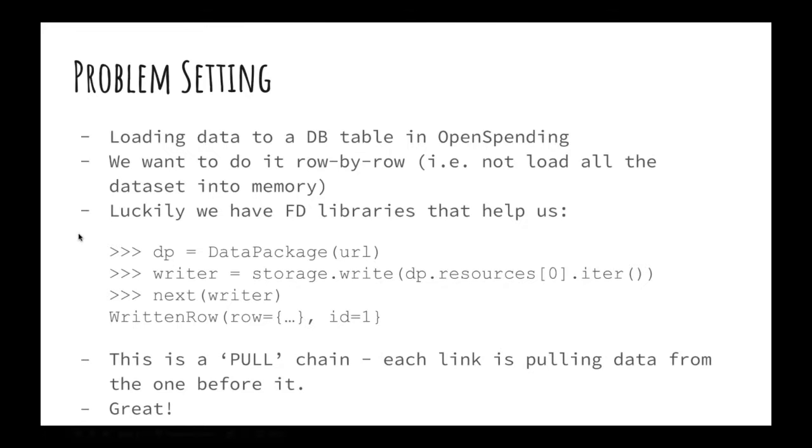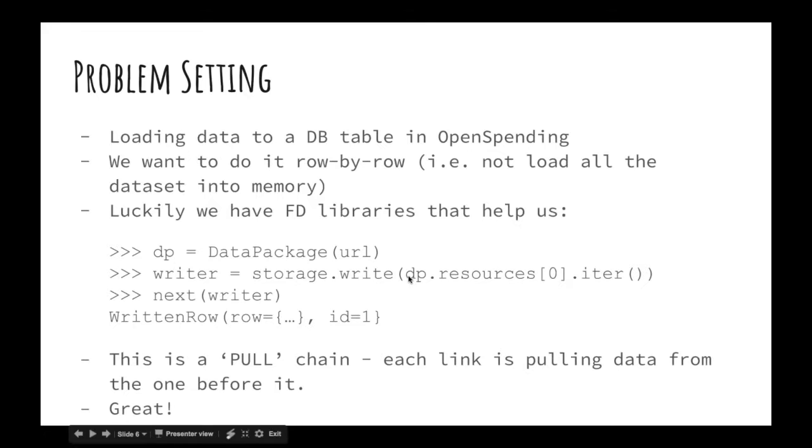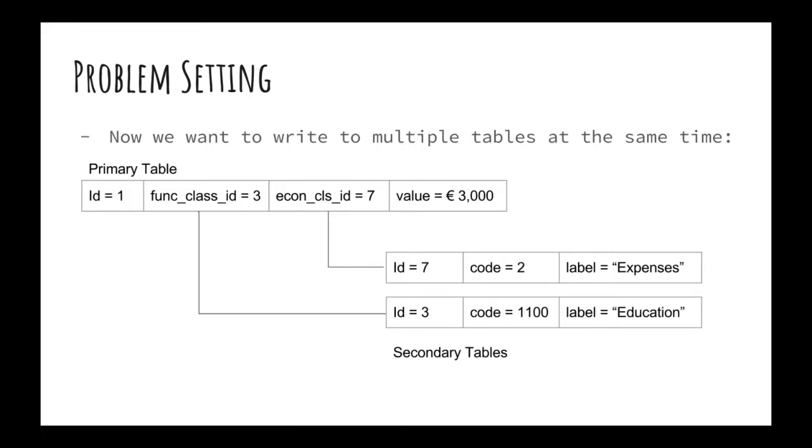So here is a very simplified code snippet. We basically take the data package, and we write the first resource to it. So you can see I'm calling the iter method for the first resource, which basically gives me an iterator. And storage write reads that iterator row by row and writes it to the database. And every row that's written, it also returns it to the user. So this is sort of a pull chain.